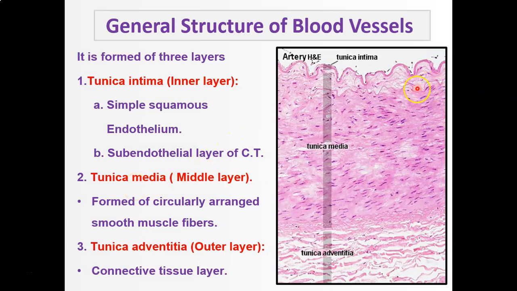The second layer is the tunica media, the middle layer, formed of circularly arranged smooth muscle fibers. The third and last layer is the tunica adventitia, or the outer layer. It is formed of a connective tissue layer, without epithelium.